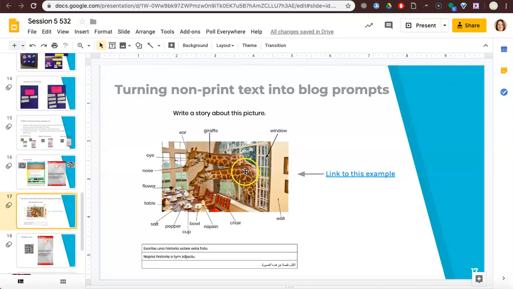So I got an interesting picture, put it in a Google Doc, labeled it with keywords a student might need, and then I put the prompt in English, write a story about this picture, but also in Spanish, Polish, and Arabic. And so that way I had it all packaged there, and I could use it from years to come, depending on whatever the population was of my students.